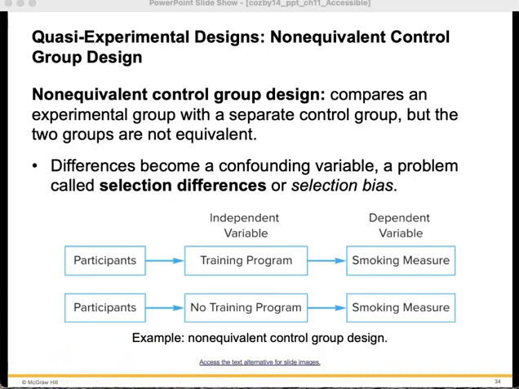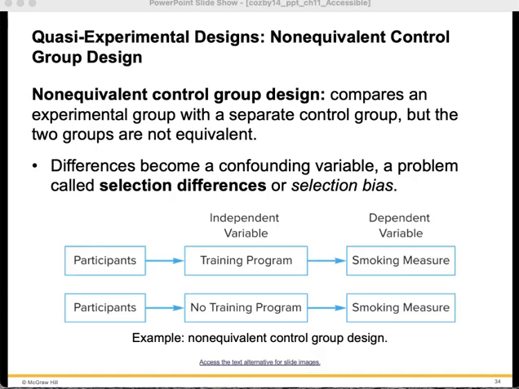So, the non-equivalent control group design employs a separate control group. But the participants in the two conditions, the experimental group and the control group, are not equivalent. In other words, the two groups are not the result of random assignment. Really important there. The differences become a confounding variable that provides an alternative explanation for the results. This problem is called selection differences or selection bias, and it usually occurs when participants who form the two groups in the experiment are chosen from existing natural groups.